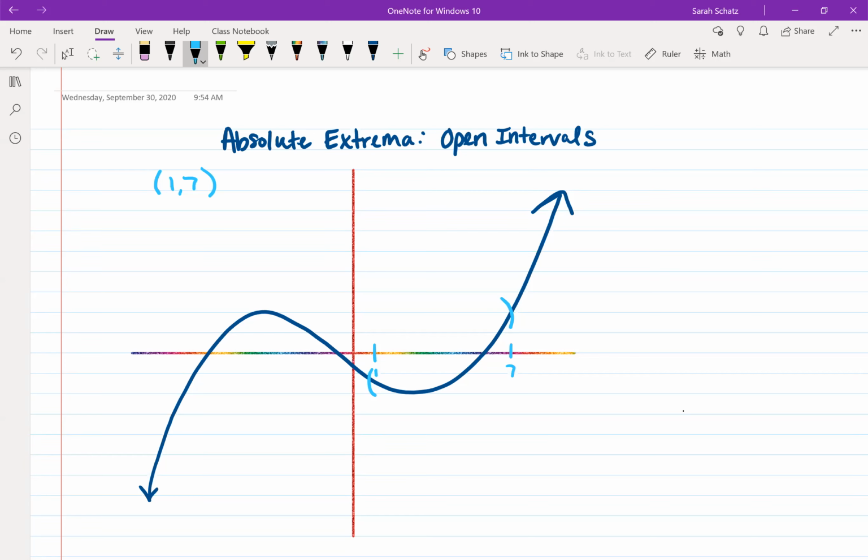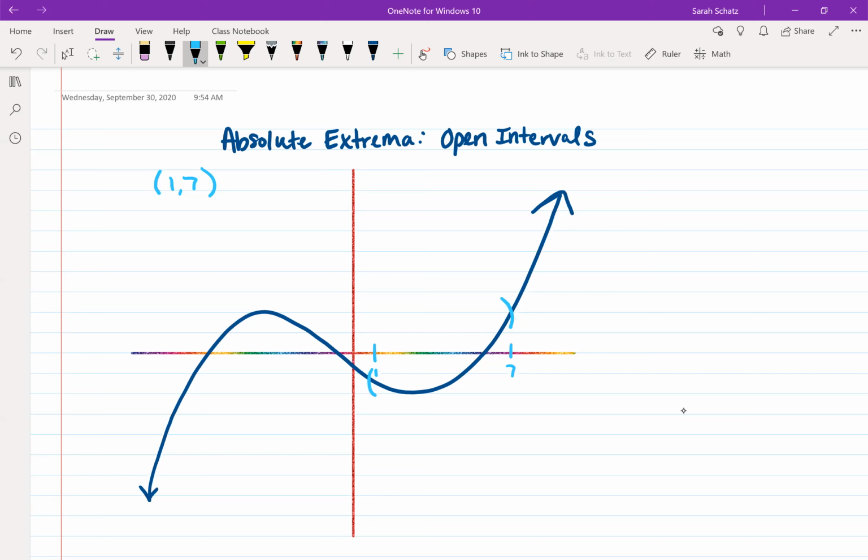But today we're going to be on open intervals, and it doesn't seem that different. It's just parentheses instead of brackets, but it really does change things. So let's look at this function I've got here. Notice that I have created an open interval from x equals 1 to x equals 7, and I've labeled those points on this graph. So I need to remember what those parentheses mean and why it's called an open interval.